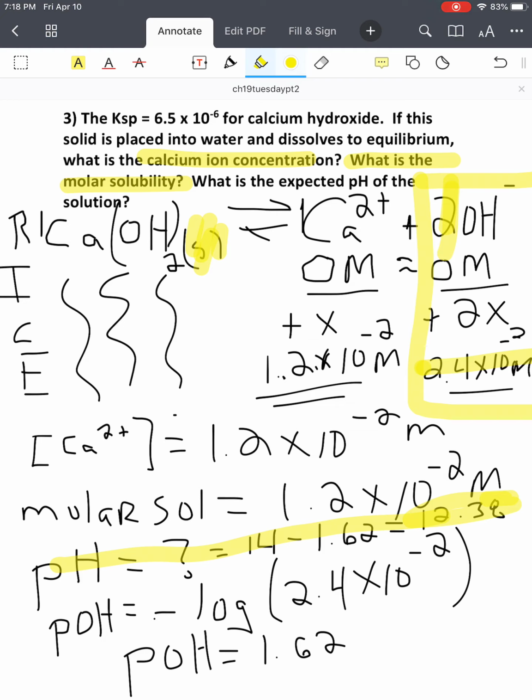So because I understand the solubility equilibrium, I can do all these things. I can figure out the concentration of one of my ions. I can figure out the concentration of the second ion. I can figure out the molar solubility. And since in this case we make the hydroxide anion, I can figure out what the pOH and the pH are. All right, so it's an interesting problem.